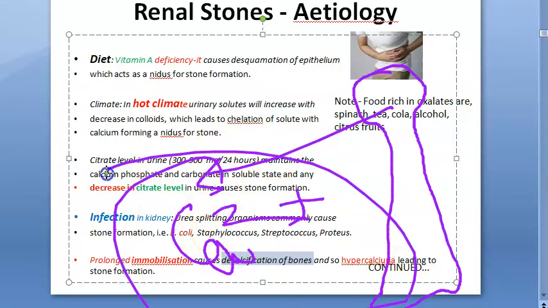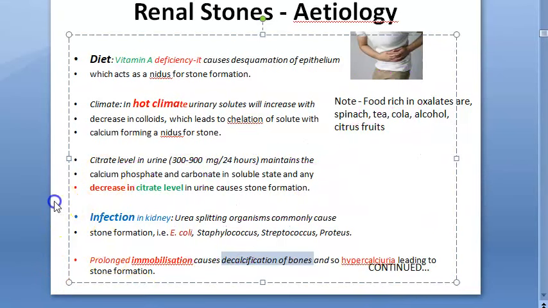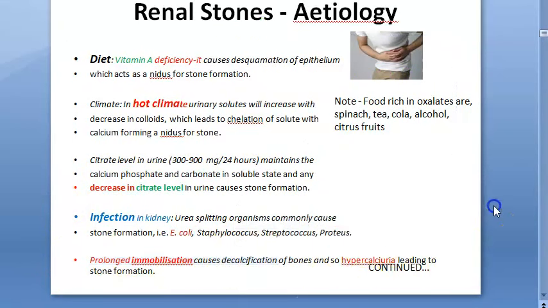So now if there's calcium in the blood, where will this go? To the kidney. And there what will happen? It has to process so much calcium. Then you will end up with kidney stones. So prolonged immobilization will cause decalcification of the bone, causes hypercalciuria. That is, urine also will have hypercalcium. So that can be stones.